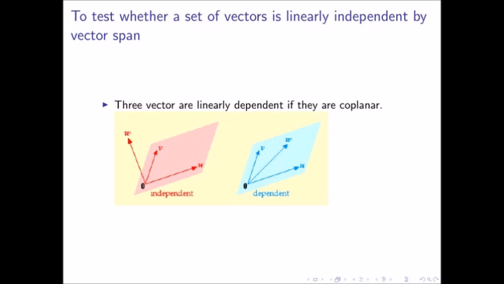The same reasoning applies for three vectors. If they are coplanar, then they are linearly dependent, and vice versa.